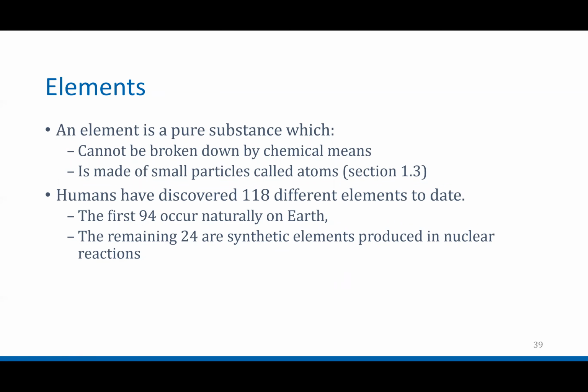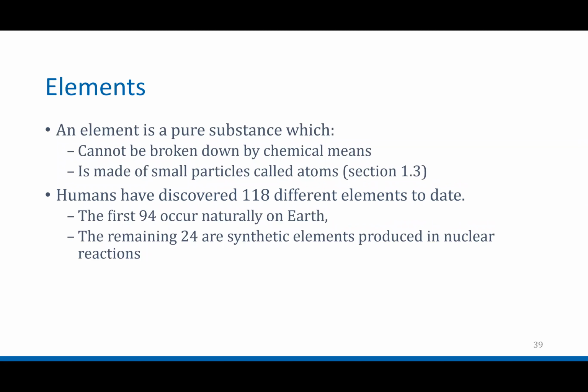There are 118 elements discovered so far. So there could be more. They tend to get a little unstable once they're in the higher numbers. But we've discovered 118 different chemical elements to date. 94 of these elements are naturally occurring on Earth. So we can find them in the atmosphere, in the ground, in rocks, in soil, in creatures, in animals. Most of these elements are naturally occurring.